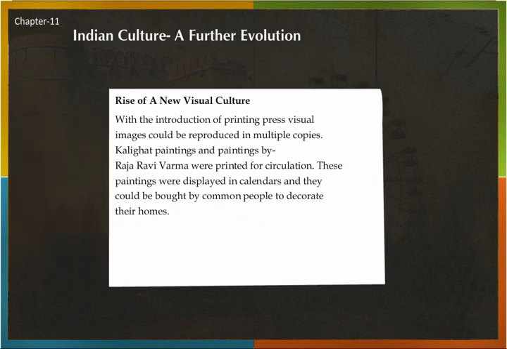Rise of a new visual culture. With the introduction of the printing press, visual images could be reproduced in multiple copies. Kalighat paintings and paintings by Raja Ravi Verma were printed for circulation. These paintings were displayed in calendars and they could be bought by common people to decorate their homes.